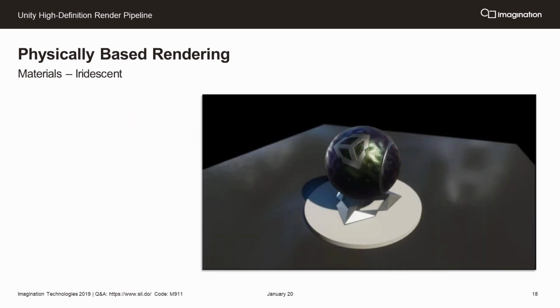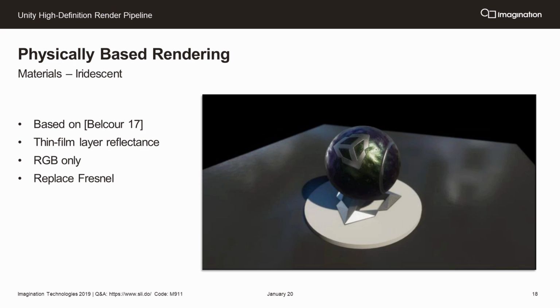So iridescent materials are based on the paper A Practical Extension to Microsurface Theory for Modeling of Varying Iridescence. Now, this paper describes a method for applying a thin film layer on top of dielectric materials to simulate iridescence. Although the paper uses spectral integrals, this is simplified for real-time use as a RGB triplet phase shift. So this resulting thin film layer reflectance value is used to replace our Fresnel value, giving us this final iridescence output.